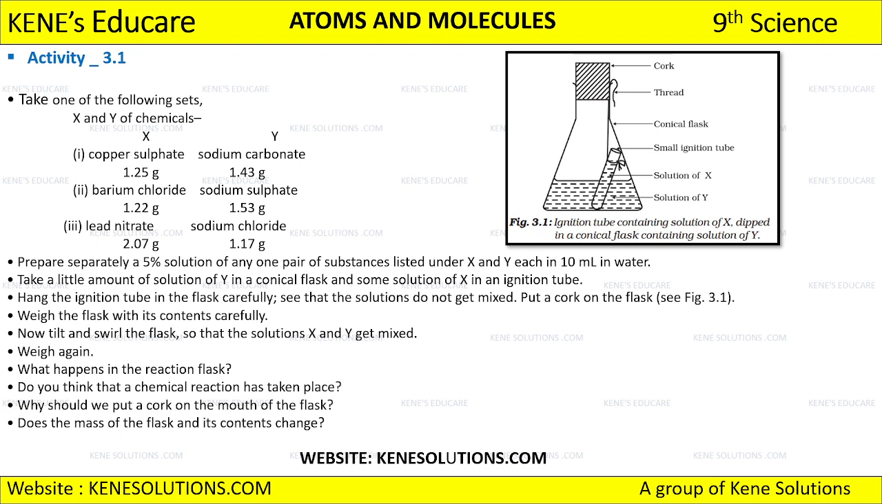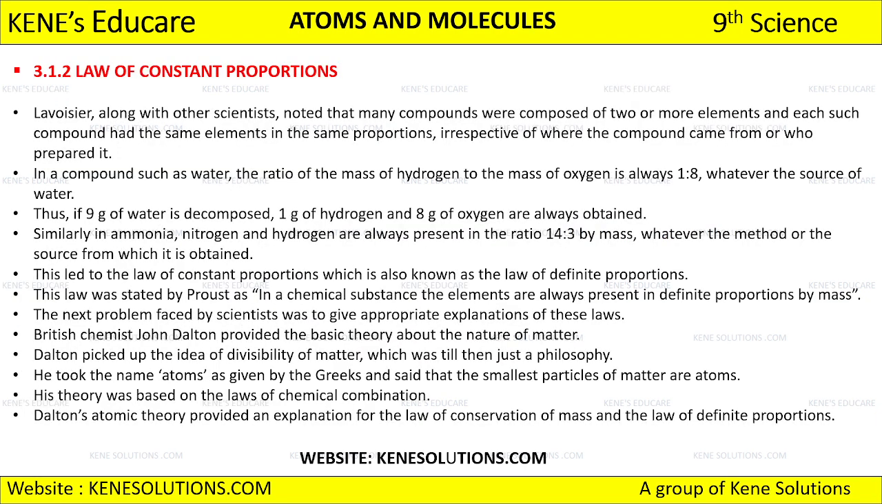Now after this, activity 3.1 on law of conservation of mass, the next law that we had was law of constant proportion, right? And we also know it as law of definite proportion. Here we have studied two different examples. One example is of water and the other example is of ammonia. The second law of chemical combination was stated by Proust as, in a chemical substance the elements are always present in definite proportion by mass.